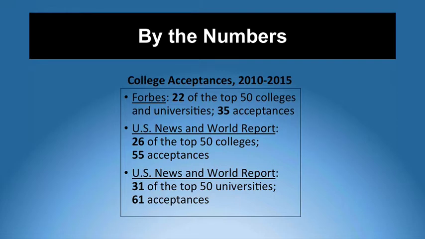If we look at college acceptances, there are a couple organizations that rank colleges and universities. Forbes ranks them together. They've identified the top 50 colleges and universities, and we have had students get into 22 of those top 50 colleges and universities within the last 6 years, had 35 acceptances overall. And U.S. News and World Report, they split it into colleges, top 50 colleges, and the top 50 universities separately. And of the top 50 colleges, we've gotten students into 26 of them, and we've gotten students into 31 of the top 50 universities, according to U.S.